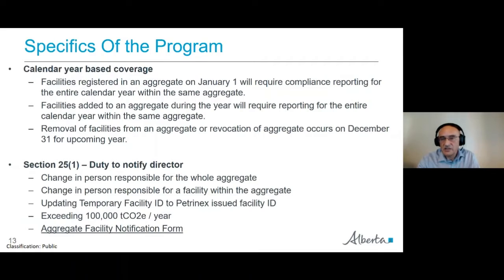Also, if a facility exceeds 100,000 tons CO2 per year, it's not eligible anymore to be under the aggregate as a COG. To accomplish that, there is an aggregate facility notification form on our website that should be filled out and emailed to us.